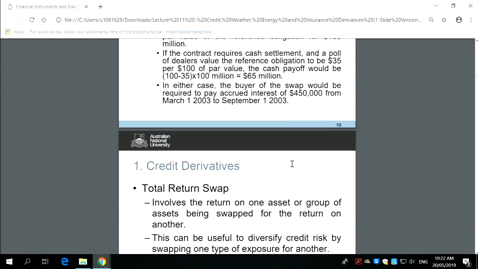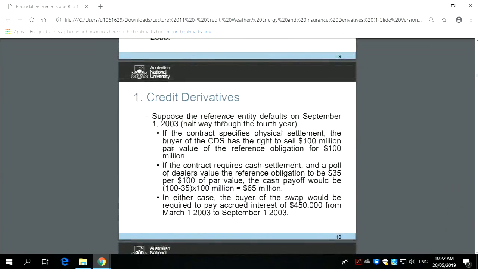Then, as I mentioned earlier, there are 2 ways this CDS can be settled. The first one is by physical settlement. Basically, with the physical settlement, we simply sell this troubled bond to the seller of the CDS for its face value. And the seller is obligated to buy this bond from us, okay? So in our example here, it specifies that the buyer of the CDS has the right to sell this 100 million par value to the seller. So the seller has to pay us $100 million as compensation. So that's the physical settlement.